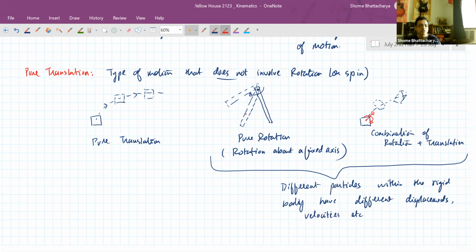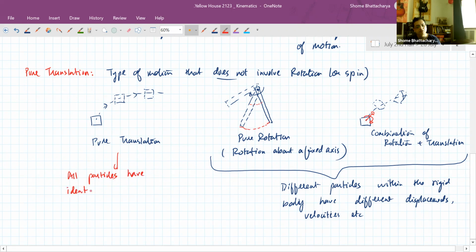Here, for example, you can see that this particle is describing this kind of a path, whereas in the same amount of time, this particle has described this kind of path. So it's traveled a different distance. So obviously the speed is different. So obviously the instantaneous velocity is going to be different. So all the particles are not having the same parameters. Okay. Whereas when we have pure translation, all particles have identical motion. They're all moving together in such a way that they have identical motion.